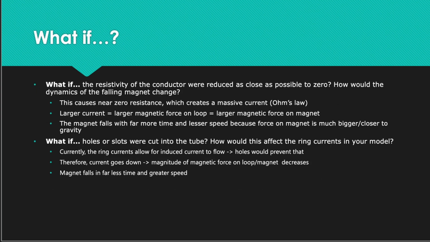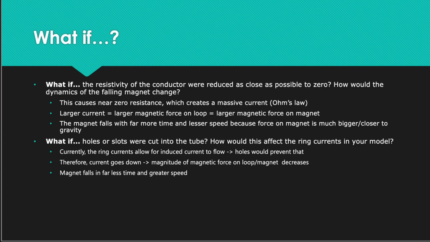So the what-ifs: what if the resistivity of the conductor were reduced to almost 0? It would cause near zero resistance based on Ohm's law. Near zero resistance equals massive current because they're inversely proportional. Larger current equals larger force on the magnet, which means the magnet falls with far more time and lesser speed.